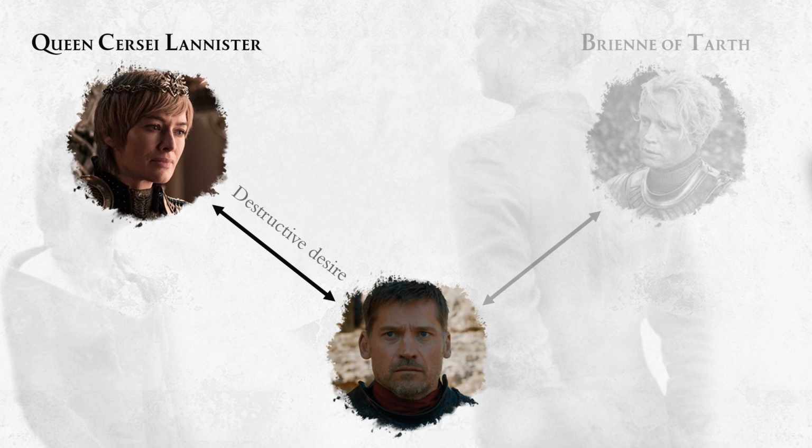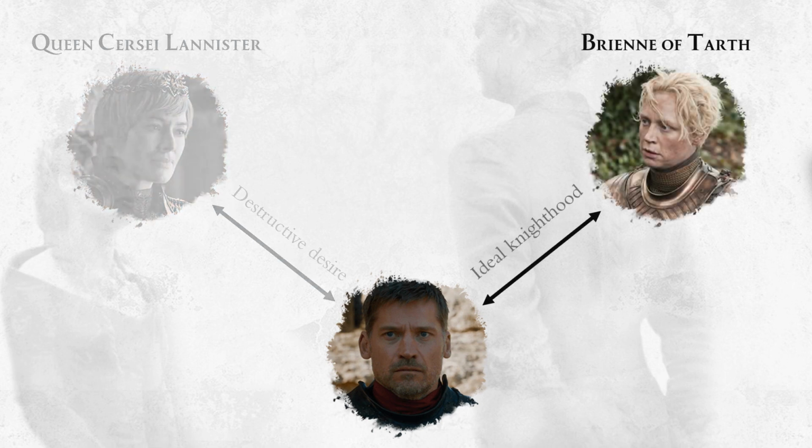And you can tell that by the fact that the most horrible things that Jaime does, for one, pushing a 10-year-old boy out of a window and strangling his own cousin, are done to either maintain his relationship with Cersei or to return to her. Brienne of Tarth personifies something completely different. She's the ideal of knighthood.